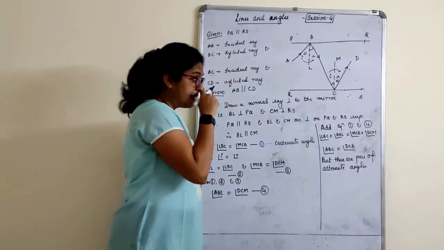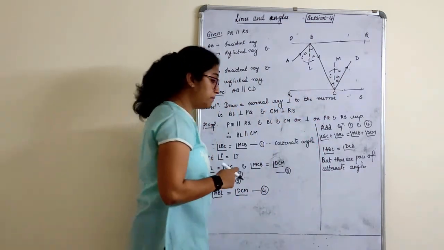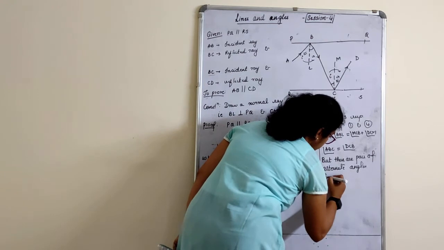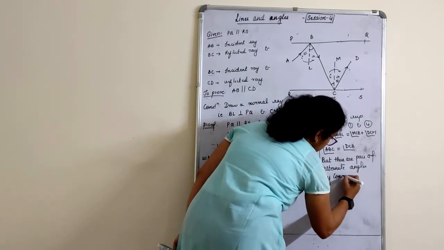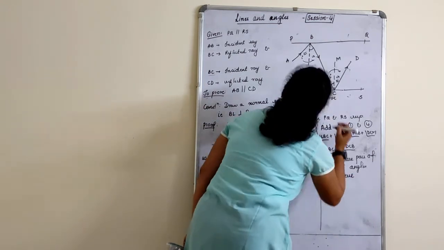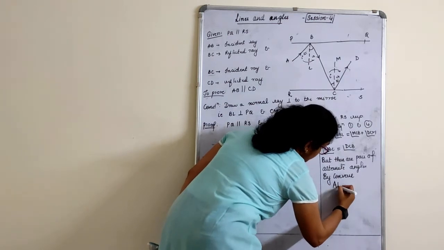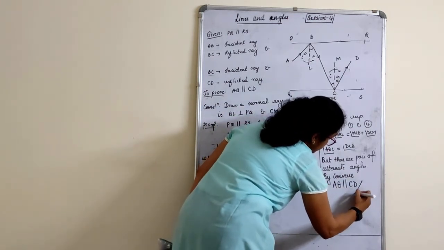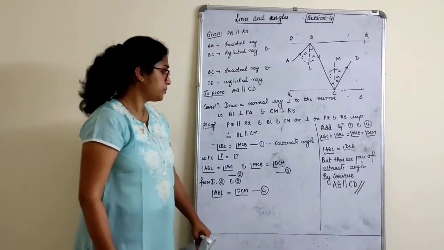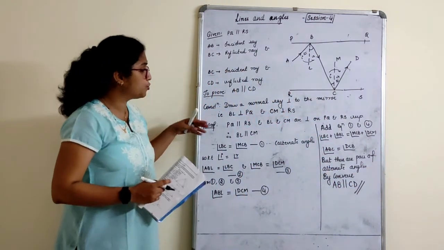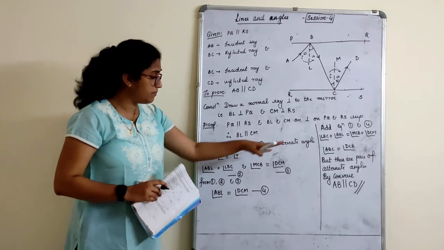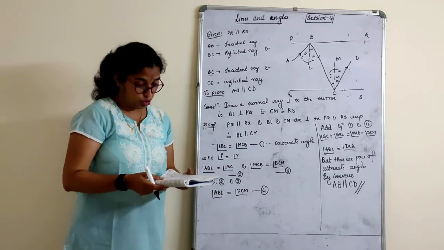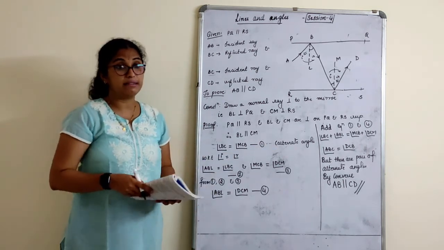If a pair of alternate angles are equal, the given lines are parallel by the converse. AB parallel to CD. Hence proved. You will understand it slowly if you go part by part and step by step, you will arrive at the solution. So with this, we complete this exercise.